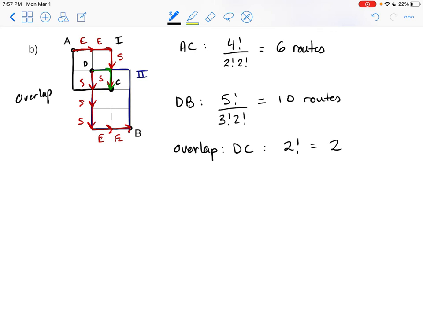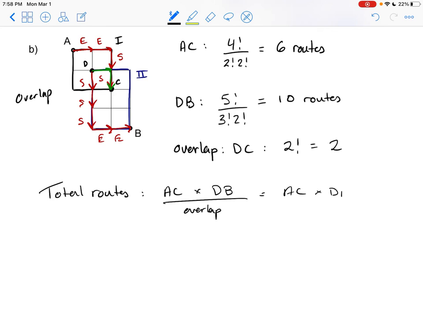So then the total number of routes, so the total routes would be the AC routes times the DB routes divided by the overlap, which would be, in our problem here, the DC routes. So that gives us 6 times 10 divided by 2, is 60 divided by 2, is 30 total routes.